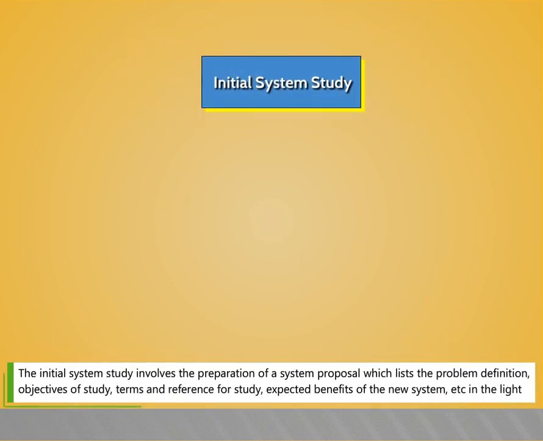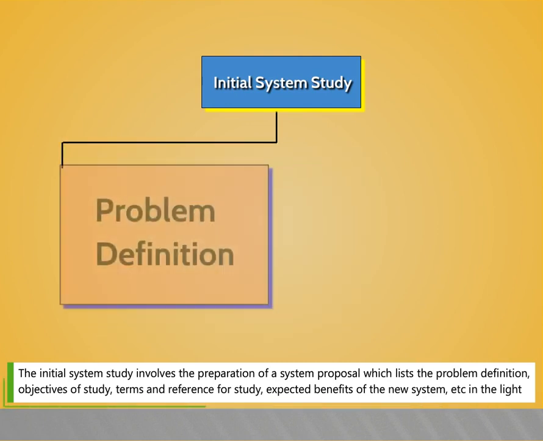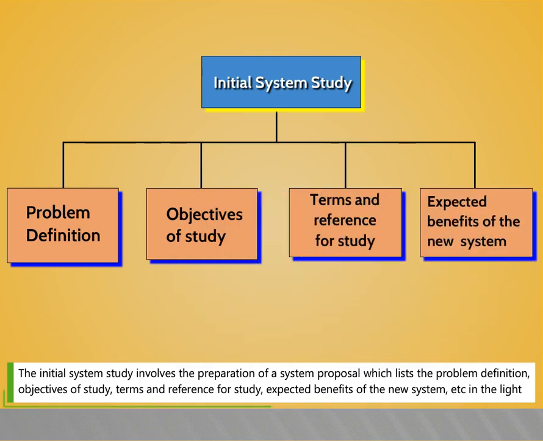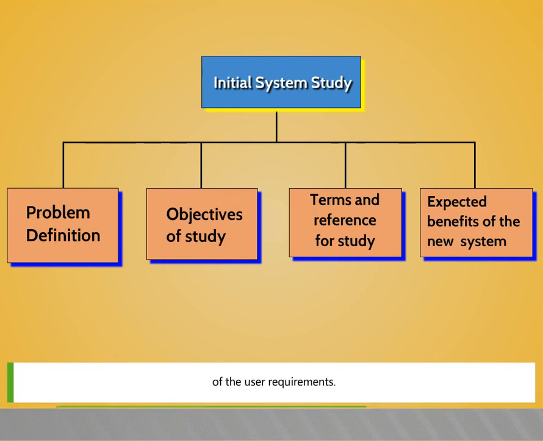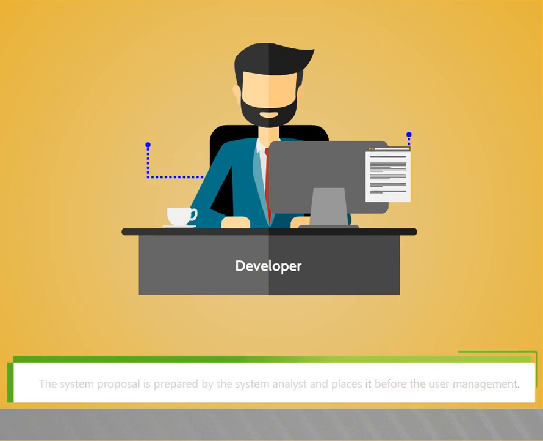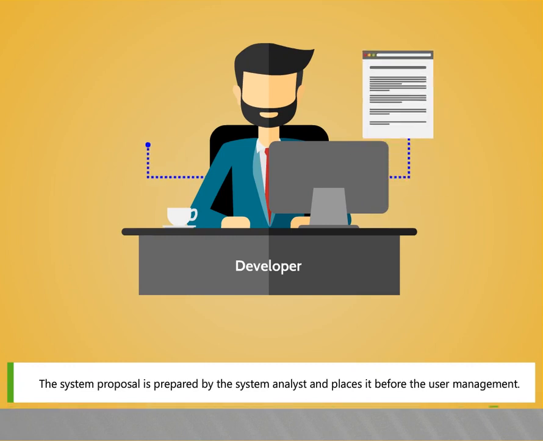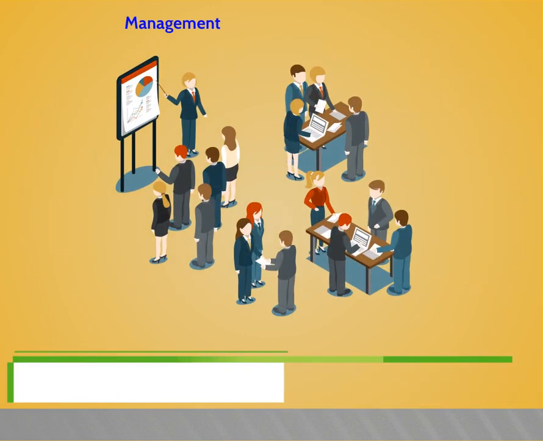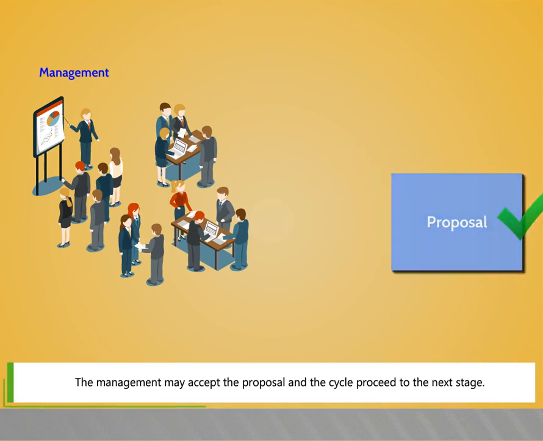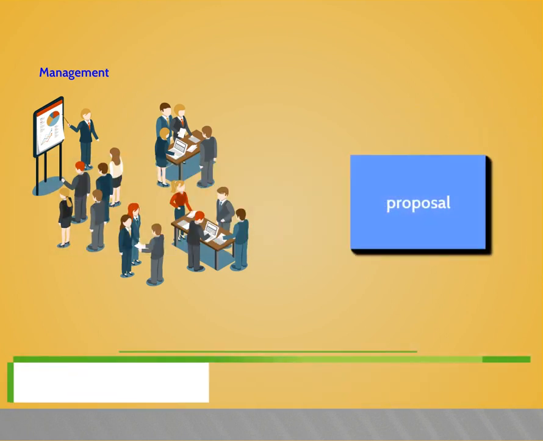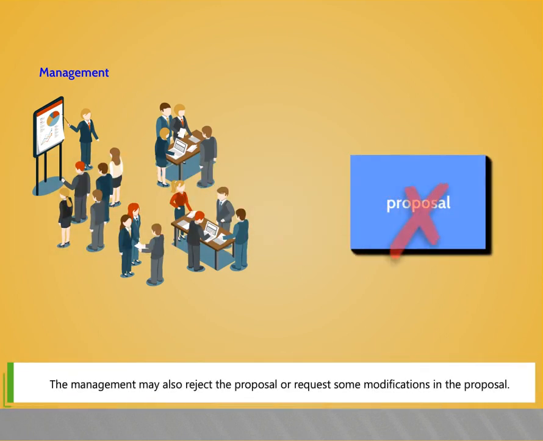The initial system study involves the preparation of a system proposal which lists the problem definition, objectives of study, terms and reference for study, expected benefits of the new system, etc. in the light of the user requirements. The system proposal is prepared by the system analyst and places it before the user management. The management may accept the proposal and the cycle proceed to the next stage. The management may also reject the proposal or request some modifications in the proposal.